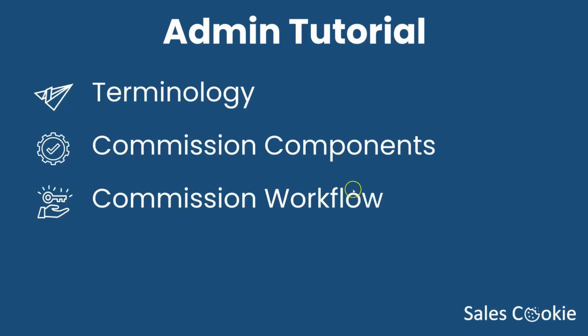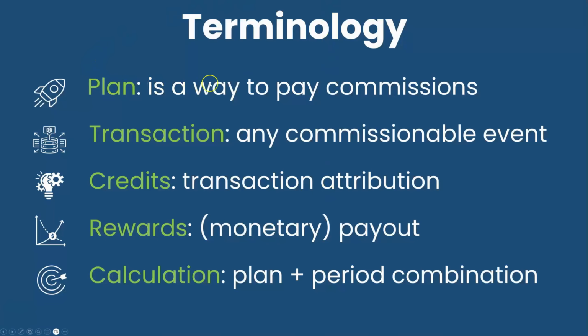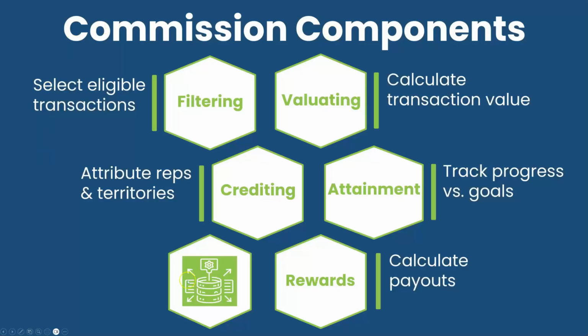Before we dive in, let's cover a few key terms you'll see throughout the tutorial. Plan is a way to pay commissions. Transaction is any commissionable event, be it an invoice or closed won deal. Crediting is transaction attribution to a rep or a team. Rewards is typically a monetary payout, and calculation is a combination of a plan and a period.